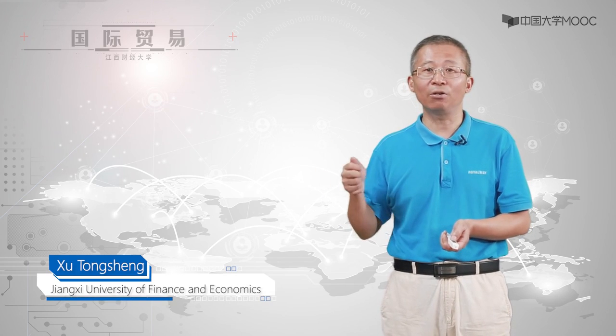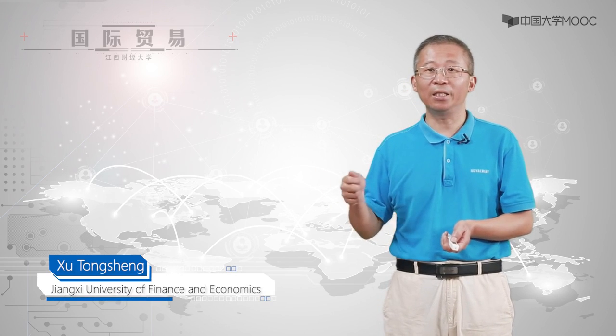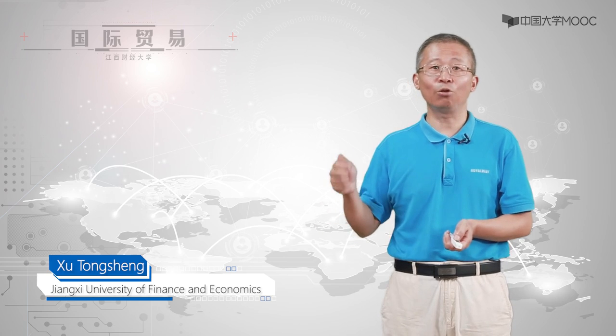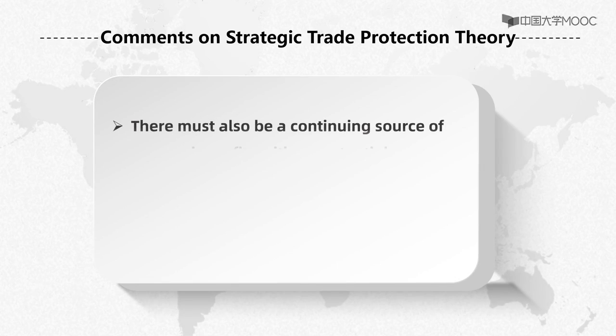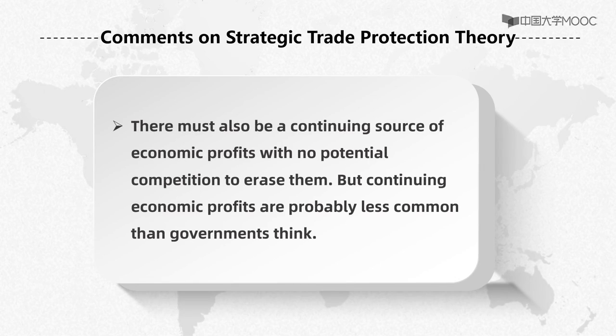Finally, the mere existence of imperfect competition does not guarantee that there is a strategic opportunity to be pursued. Even with an all-knowing government, there must also be continued sources of economic profit with no potential competition to erase them. But continued economic profits are probably less common than governments think.